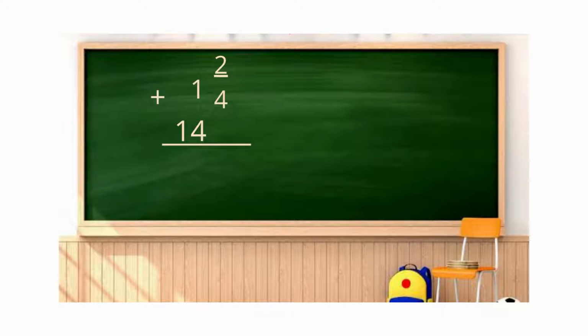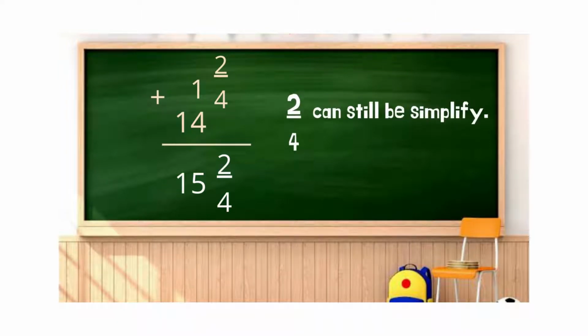Then 1 plus 14 is equal to 15. Then bring down the fraction, which is 2/4. So you have 15 and 2/4. Can 2/4 still be simplified? Correct. We can still simplify 2/4.